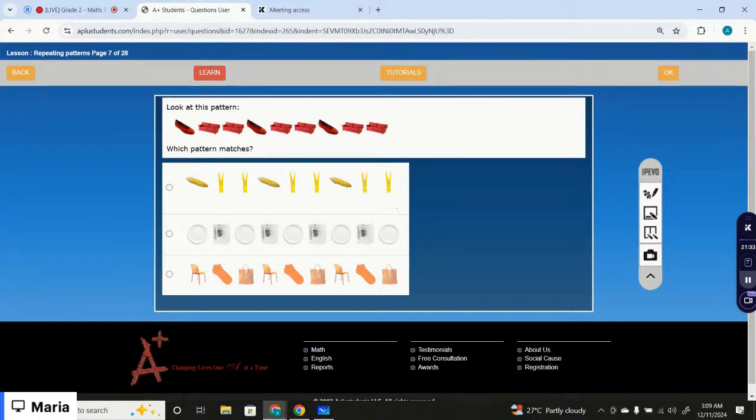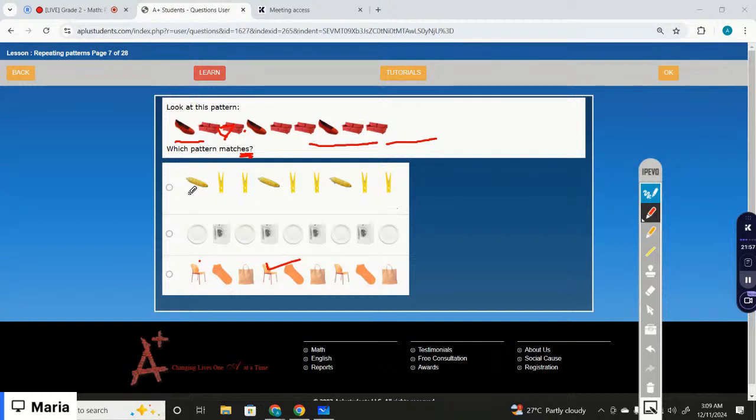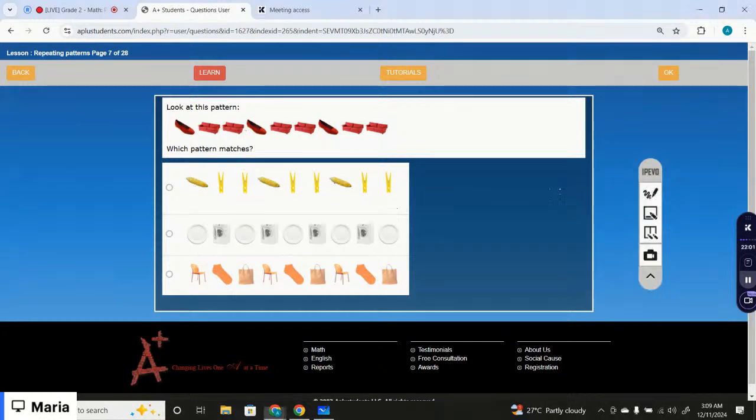Look at this pattern. Which is the correct option? Shoe, then you have two sofas, then shoe, then you have two sofas. So which is the correct option? Option number one is the correct option, right? You have a corn, two clips, then corn, then two clips. So option number one is the correct option, right?